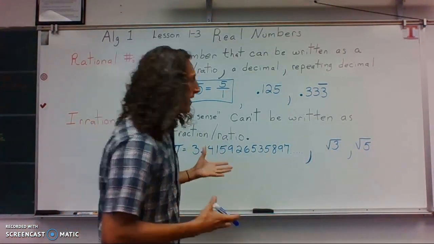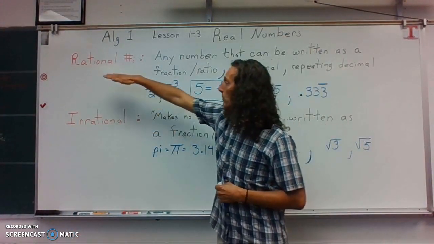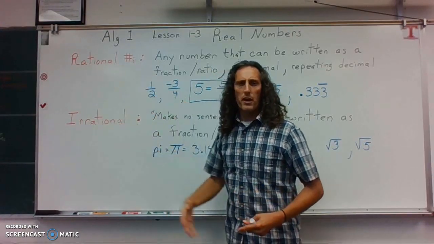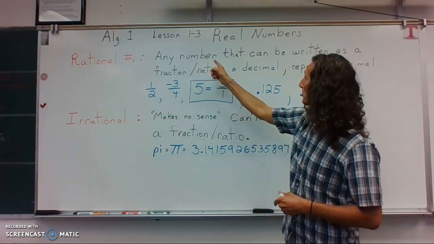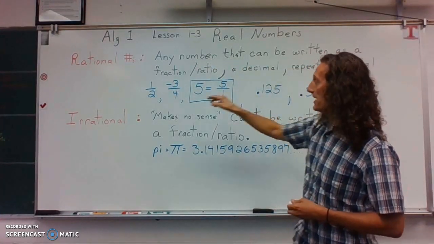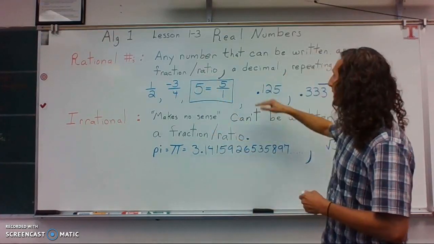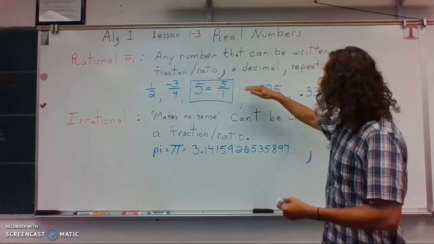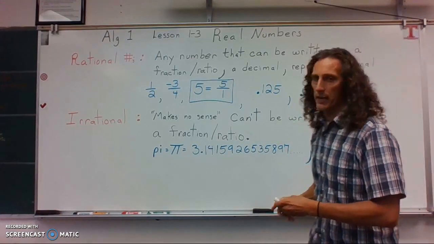All right, so now that you have them written down, I'll just go over them real quick. So we have what we call rational numbers. Those are numbers that make sense. And in math, it's any number that can be written as a fraction or what we call a ratio. It can also be a decimal, or it can also be a repeating decimal. So here, look at some of our examples.